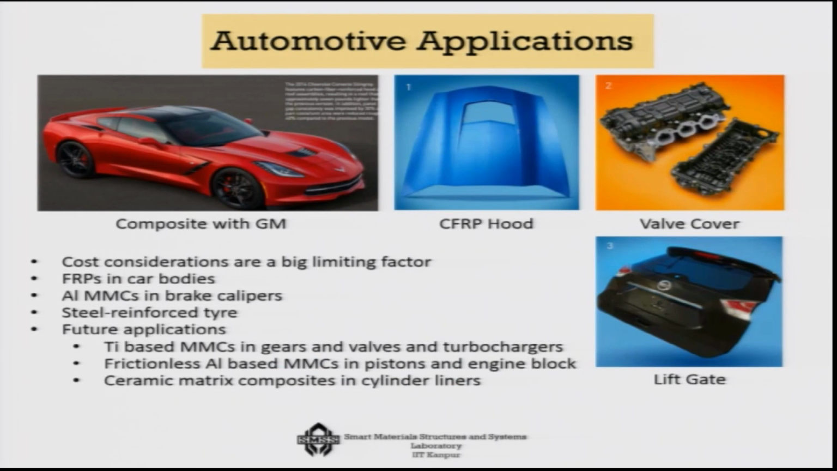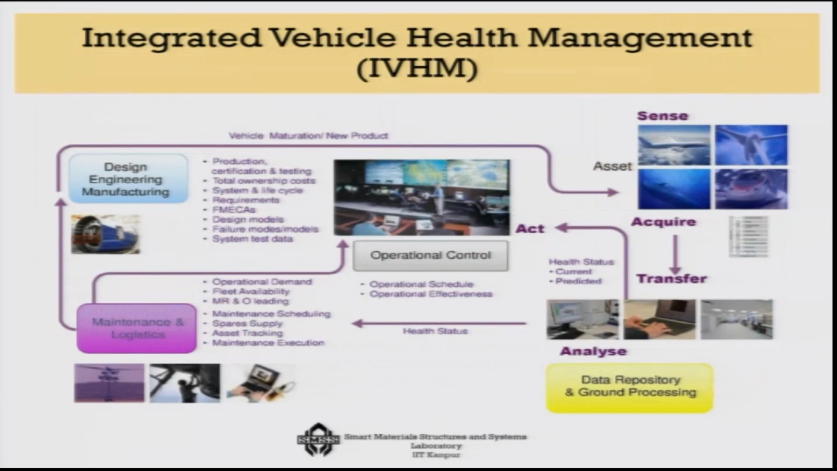Look at automotive applications. Some of them are like the GM cars. It has these CFRP hoods in it, valve cover is composite, the lift gate is composite, these bodies, for example, brake calipers, steel reinforced tires, it is full of various types of composites that is there in the automotive applications. Now, one interesting thing that is coming up is called integrated vehicle health management or IVHM.